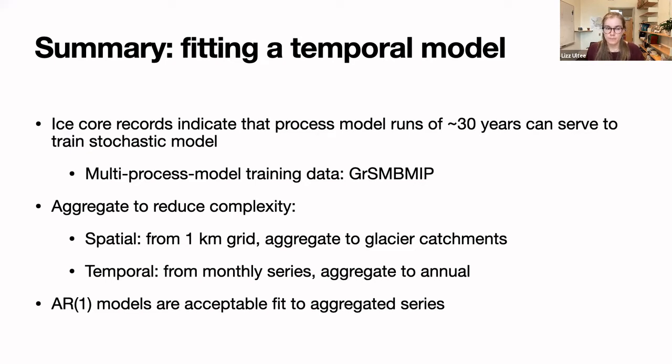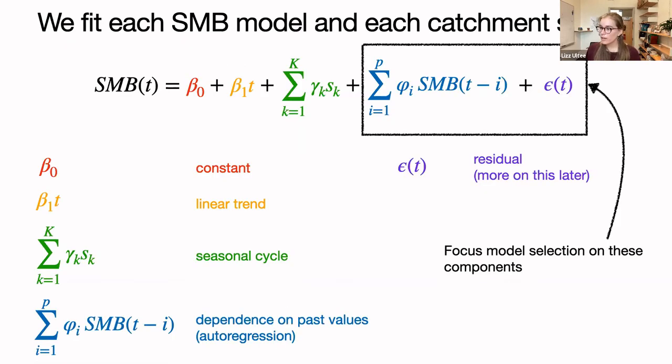I should also mention that this autoregressive component is only one of the sum. I outlined on this slide that we're breaking surface mass balance into several different components. We have a constant, linear trend, seasonal cycle, the autoregressive component in blue, and a residual, which will give us our spatial information. And we could imagine that this constant and the linear trend might also change over time. So that's something that we could handle outside of the stochastic fit.